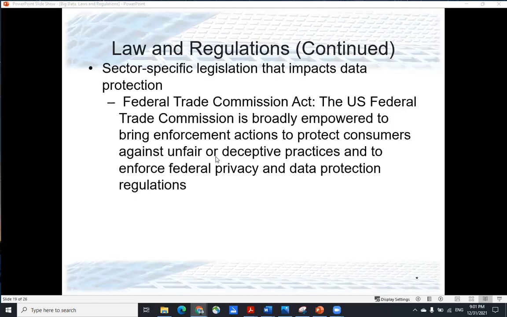Again, we talked about the Federal Trade Commission Act, and this is the U.S. Federal Trade Commission, which is broadly empowered to bring enforcement actions to protect consumers against unfair or deceptive practices and to enforce federal privacy and data protection regulations.